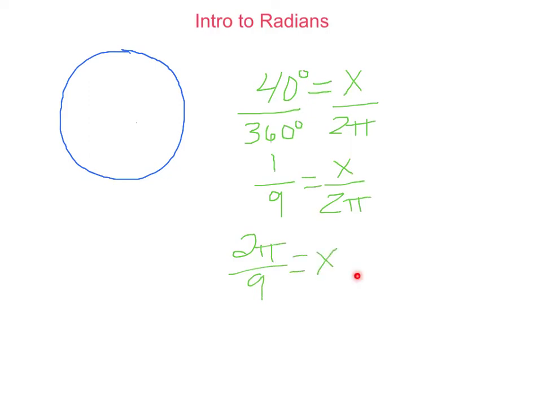In radians, we like to keep things in fractions like this. Okay, so if we want, we can think about this drawing. This is 40 degrees or 2 pi over 9 radians.